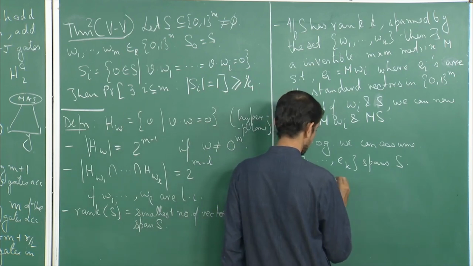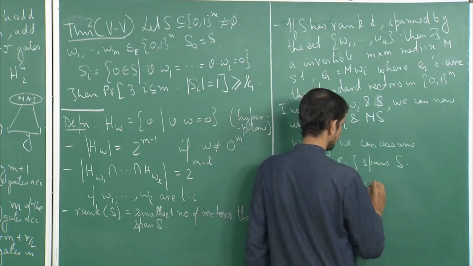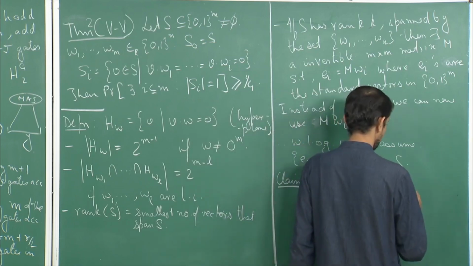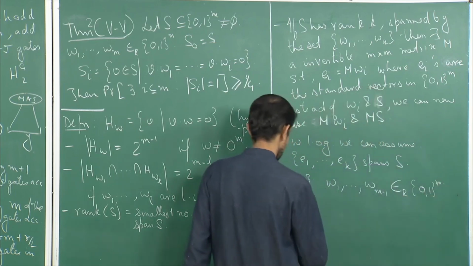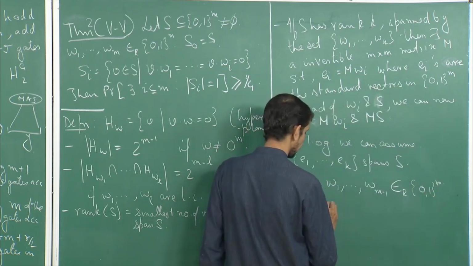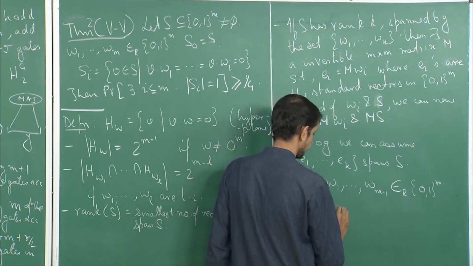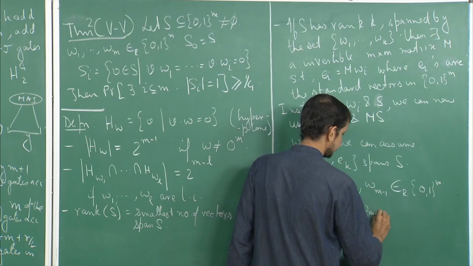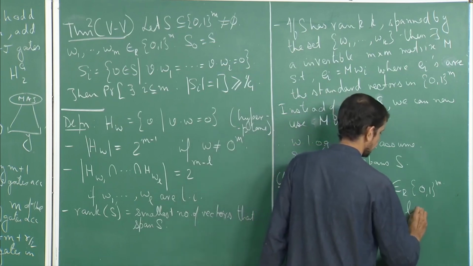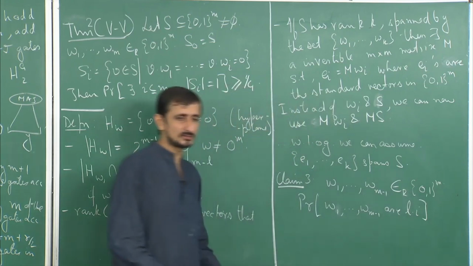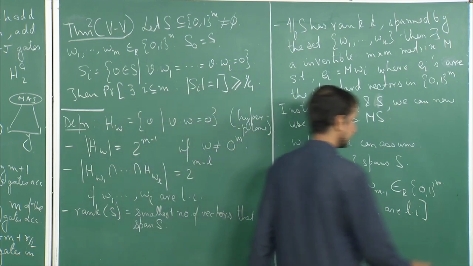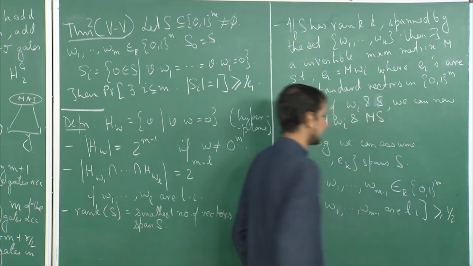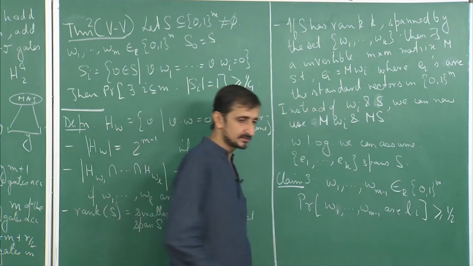Okay. So, if W1 up to Wm minus 1 are chosen independently at random, then we want to estimate the probability that these vectors are linearly independent. Suppose I take a set of m minus 1 vectors, what is the probability that they are linearly independent, and we will show that this is greater than half. Okay. How does this proof work?